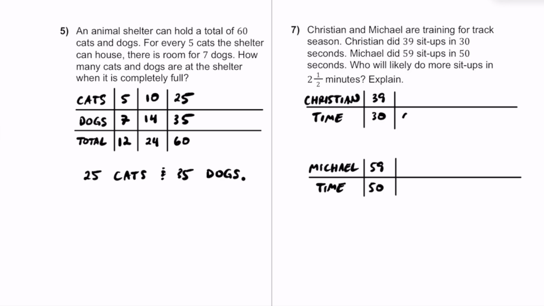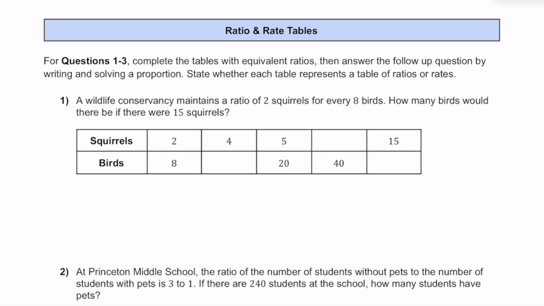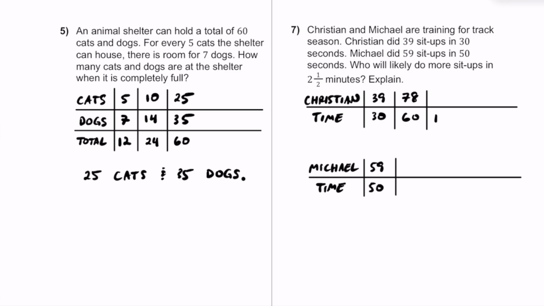If we want to get to 1 minute, that's 60 seconds for Christian. So if you double 39, that's going to be 78, okay? But what if you want to get to 2 minutes? Well, 2 minutes would be 120 seconds. And so if we double 60 seconds to 120 seconds, you would double 78. If you take that 78 and multiply it by 2, that's going to be 156 crunches in 2 minutes.